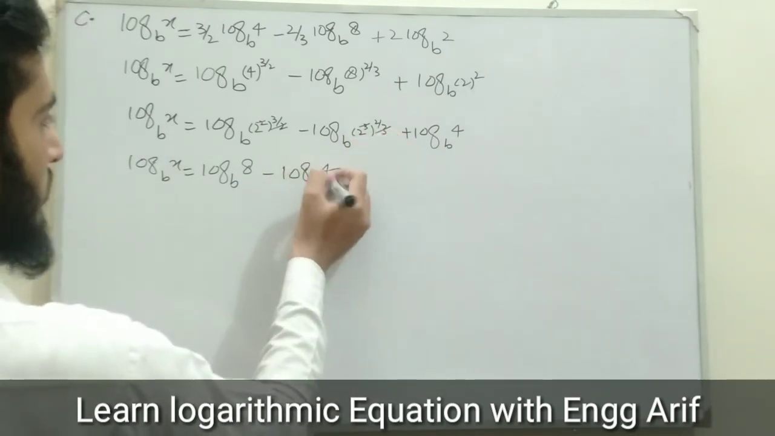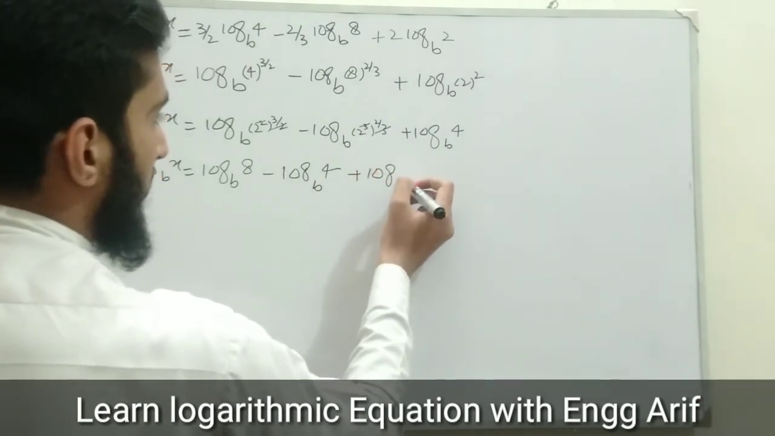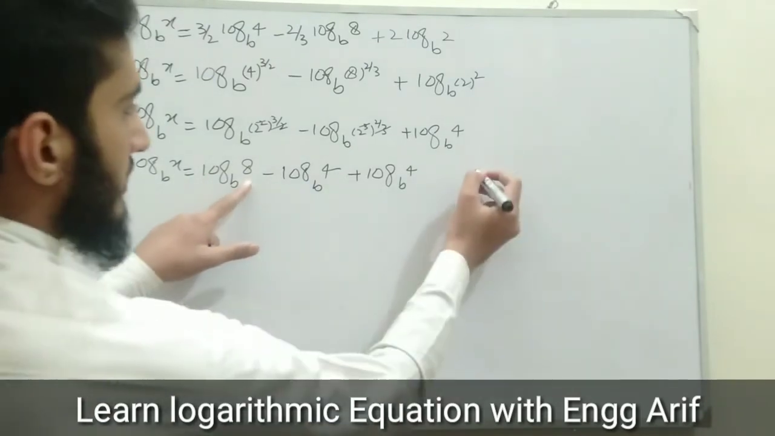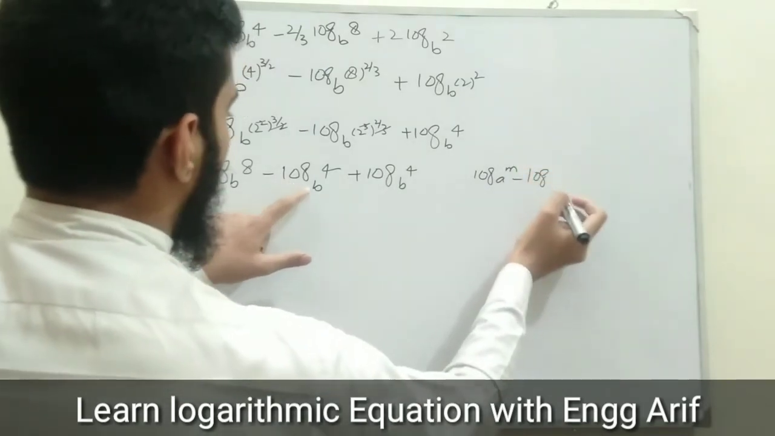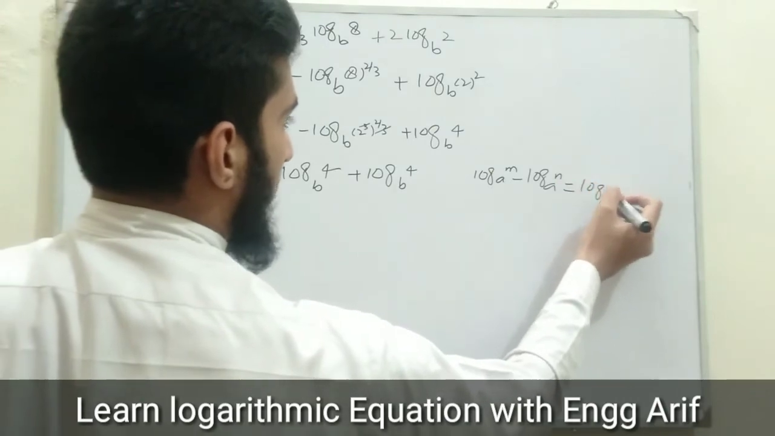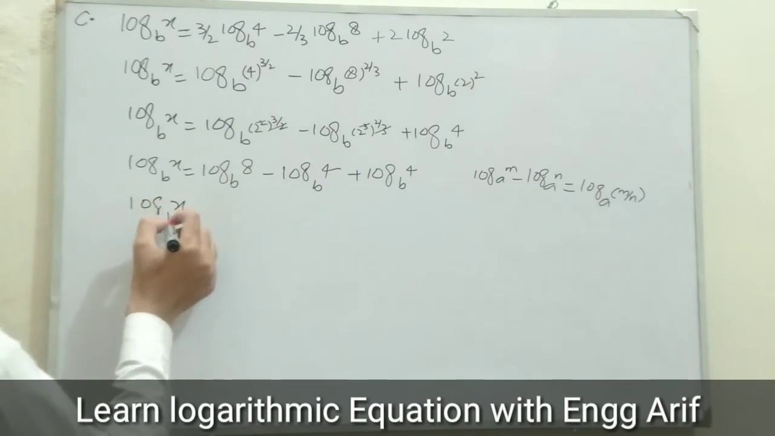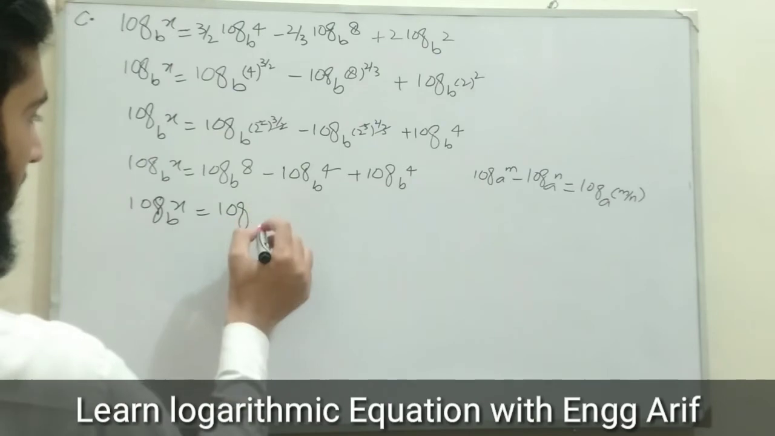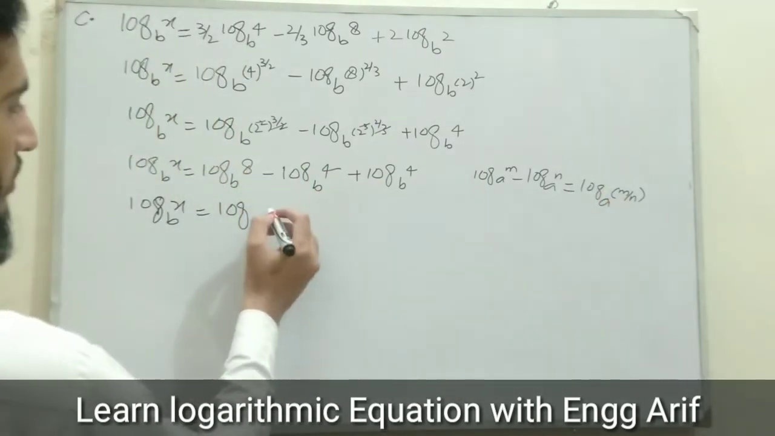So log of 4 to the base b plus log of b to the 4 to the base b. Using the formula, log of a power m minus log of a power n is equal to log of a power m by n. So using the same formula, log of x to the base b is equal to log of 8 by 4 to the base b. Here m divided by n, so we divide 8 by 4.